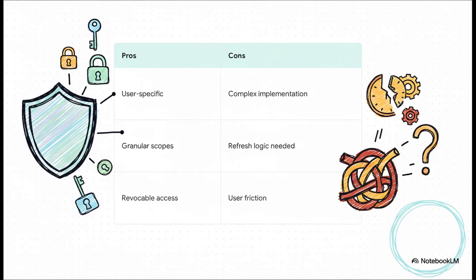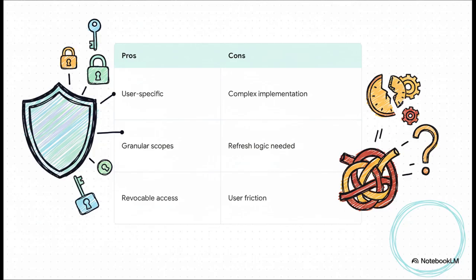The power here is just incredible. You get user-specific permissions, you can define really granular scopes of what's allowed, and users can yank that access at any time. It's awesome. But that power comes at a price. OAuth is notoriously complex to get right.